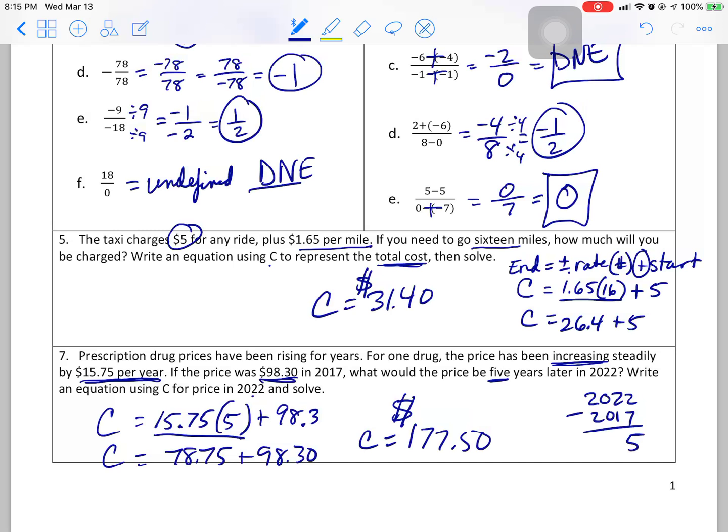dollars. Okay, that's the cost of the prescription drugs that's been rising for years. It rises. The cost of this drug rises almost $16 a year. So 5 years later, 5 rises of $15 added to the starting cost will tell you how much it will cost in 2022. Okay?